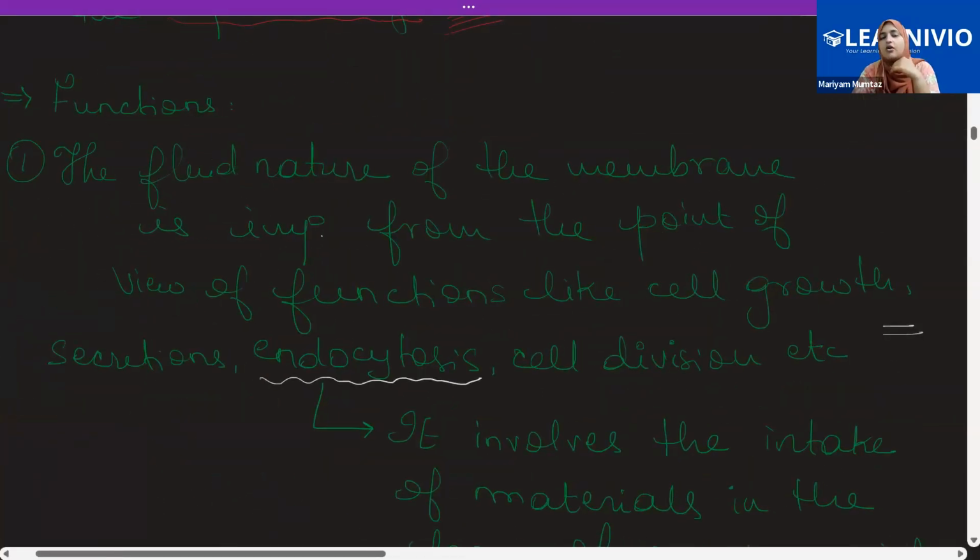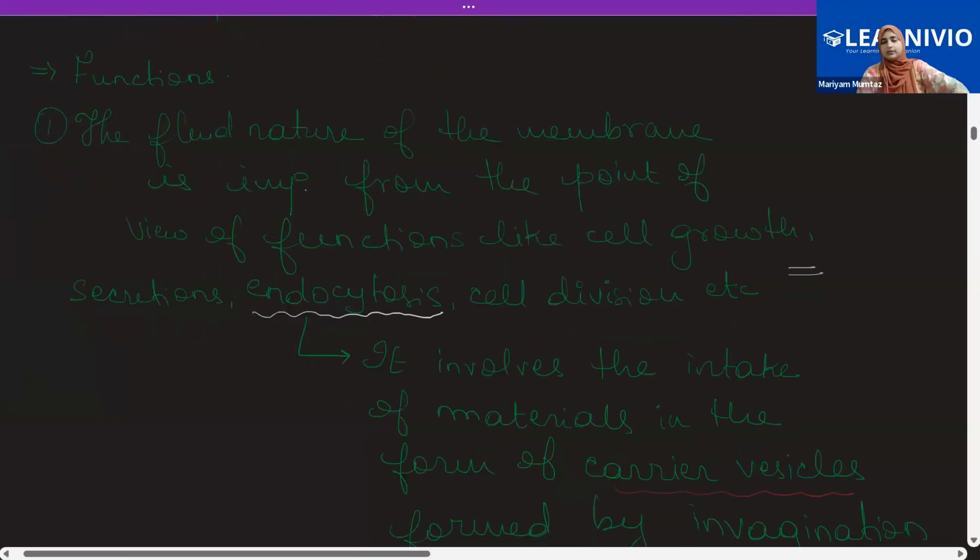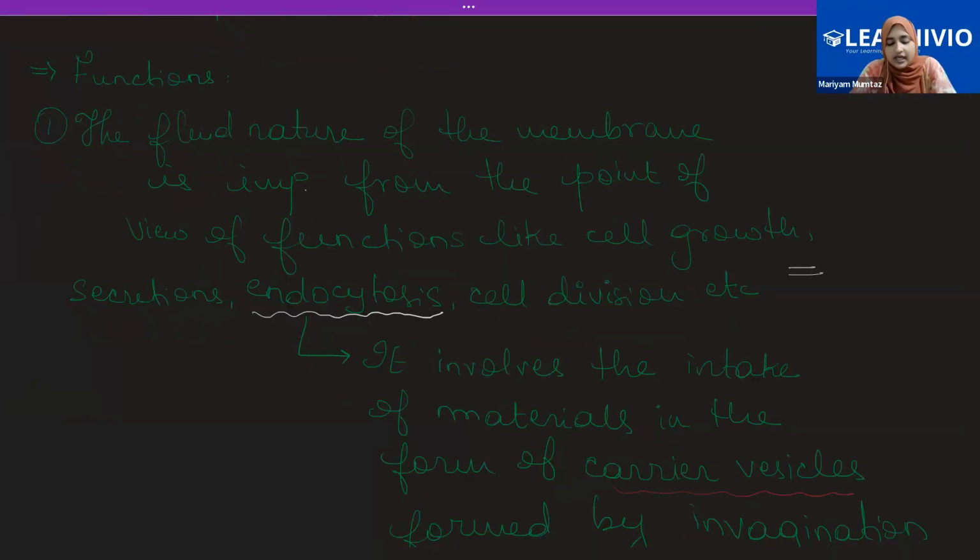Talking about the functions of the plasma membrane. Because it is fluid in nature and because it has that property of allowing stuff to pass through it, it can support a lot of cellular functions like cell growth, secretion, endocytosis, in which the cell is capable of taking something from the outside towards the inside. And cell division also occurs because the plasma membrane is fluid in nature. It's not, you can say, rigid, so that the cell won't move easily.